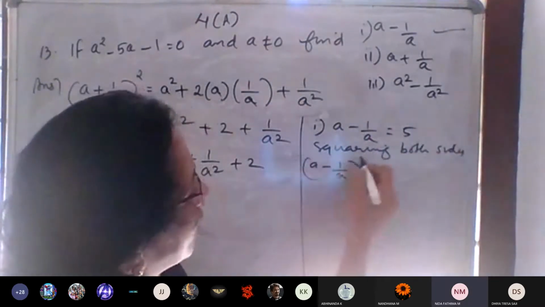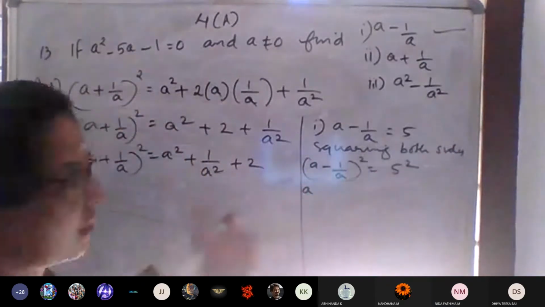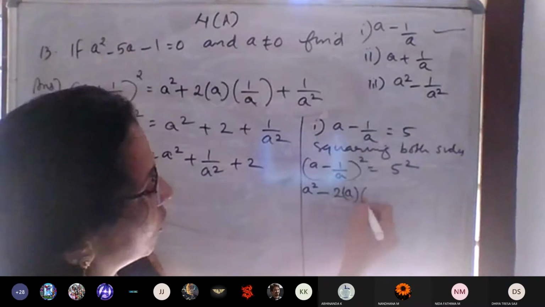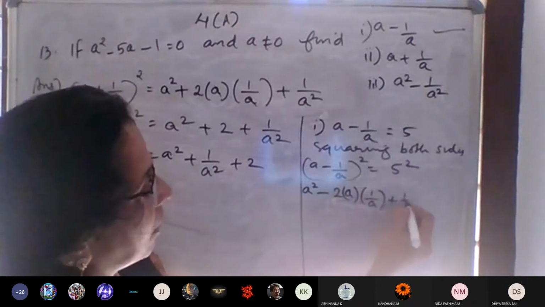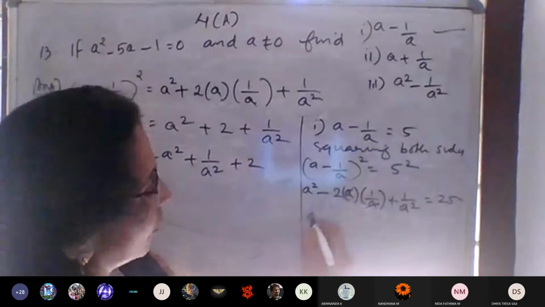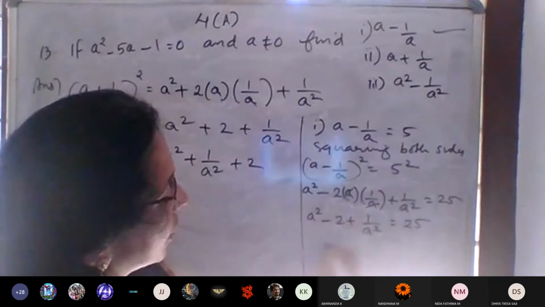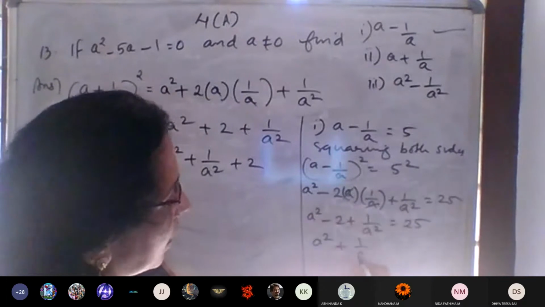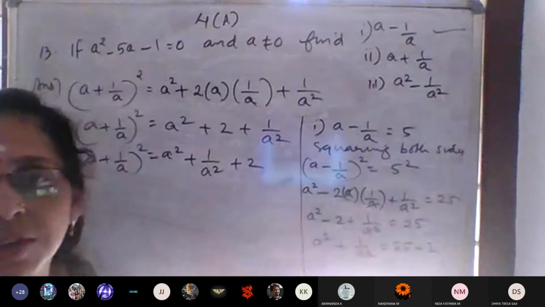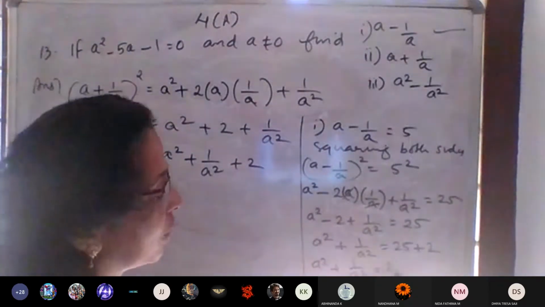That is a minus b whole square form: a square minus 2ab, that is 2 into a into 1 by a, plus 1 by a square is equal to 25. The a cancels, so a square minus 2 plus 1 by a square is equal to 25. So a square plus 1 by a square, this 2 will go to the right side and become positive 2, 25 plus 2. So a square plus 1 by a square is equal to 27.